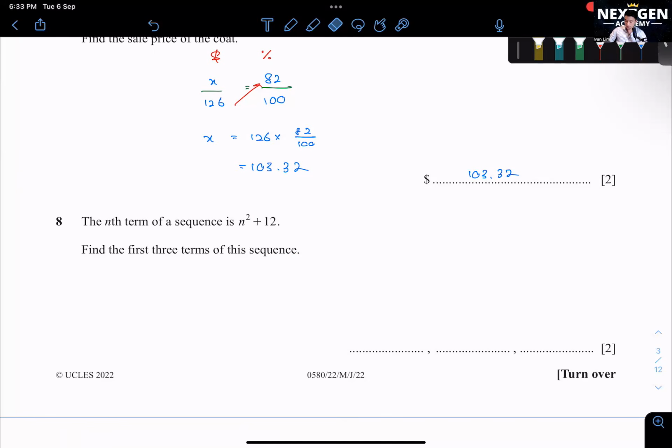Question 8. The nth term of a sequence is n squared plus 12. Find the first 3 terms of this sequence. This is back to chapter 1. If you don't know, go to chapter 1, go to sequence. This is all in my recordings in chapter 1. So first 3 terms of this sequence, you just need to sub in the n value. It means I want to find my first term, my second term, and my third term.